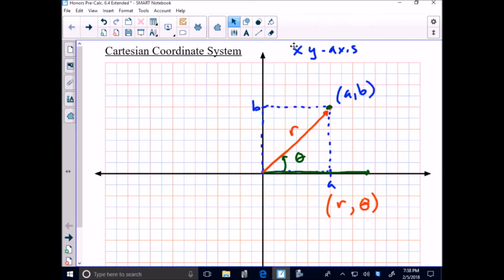So right here what we're going to do is get used to our polar plane. We're going to go through and plot some points and talk about some vocabulary. And then in our lesson on Wednesday, we're going to talk a little bit more about graphing functions on the polar plane.